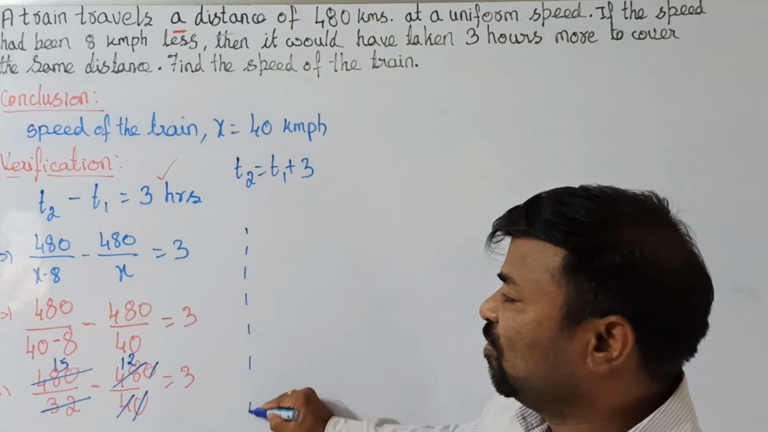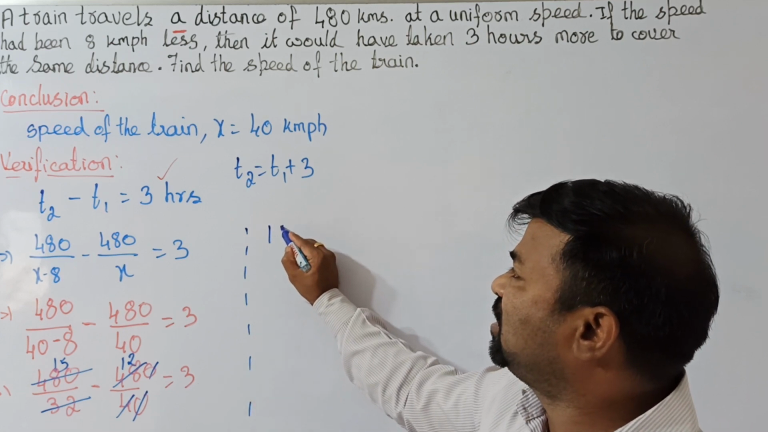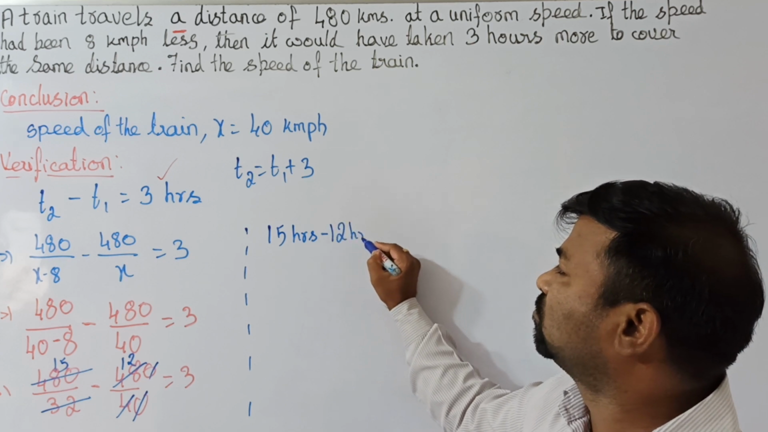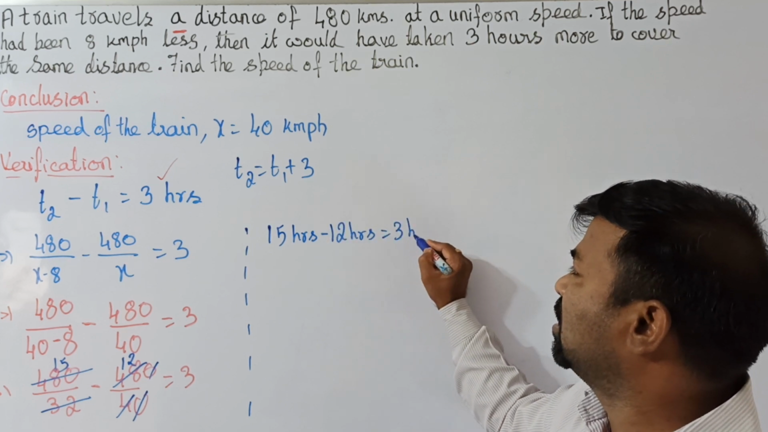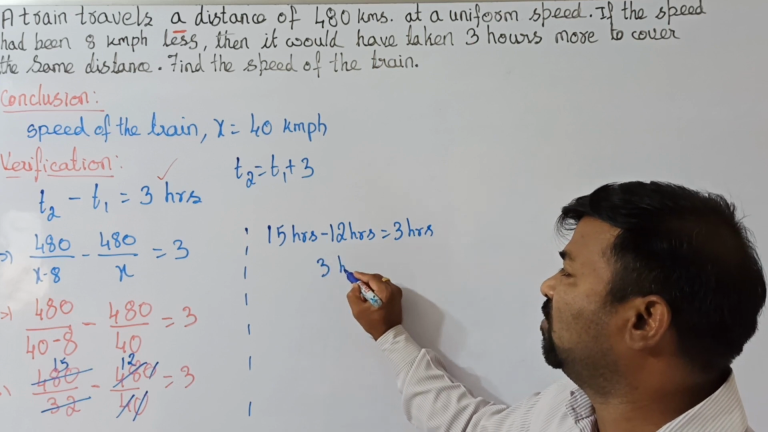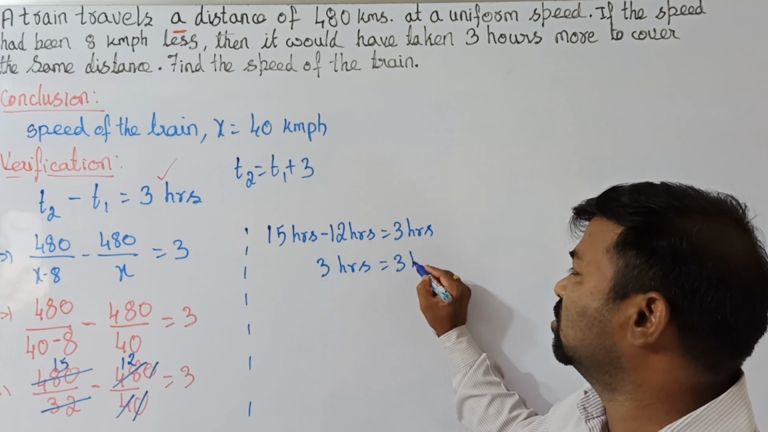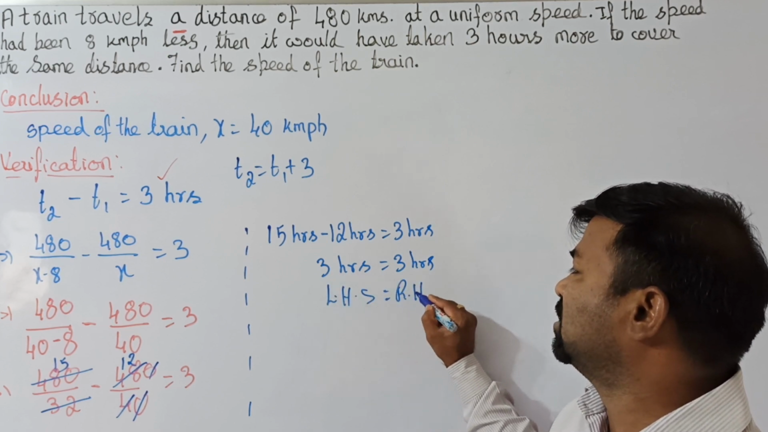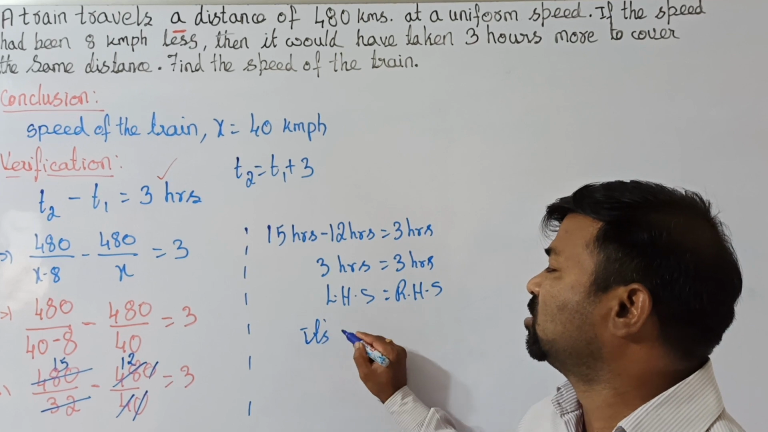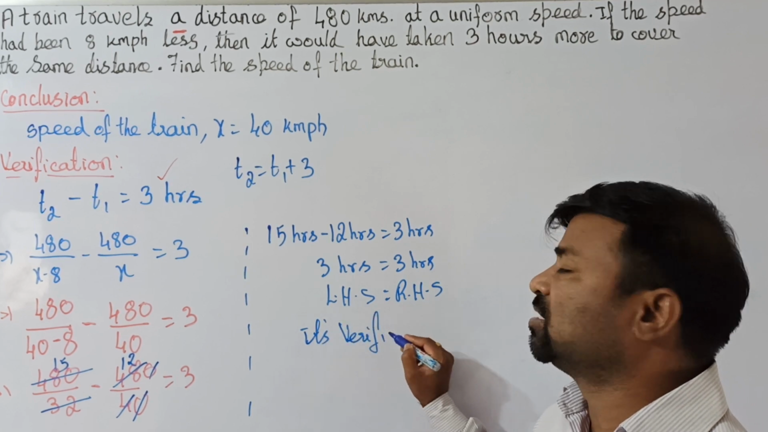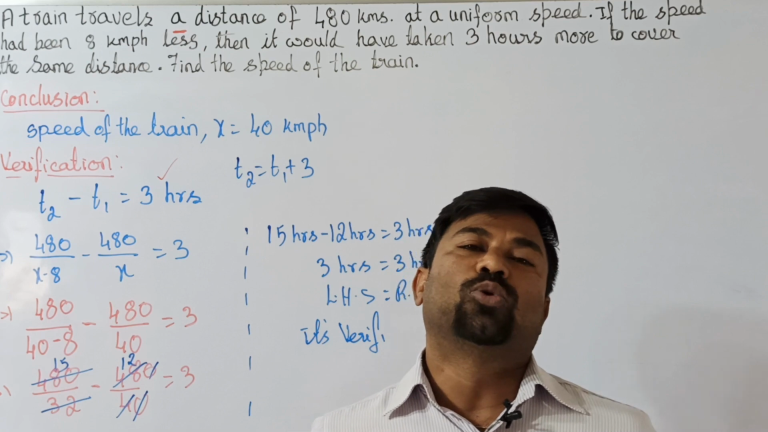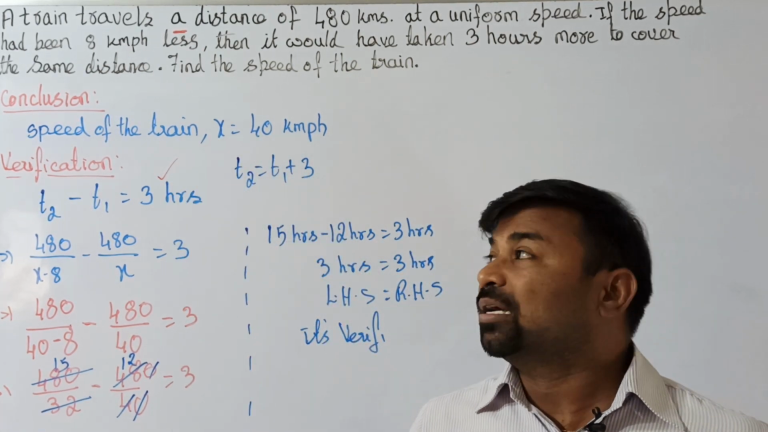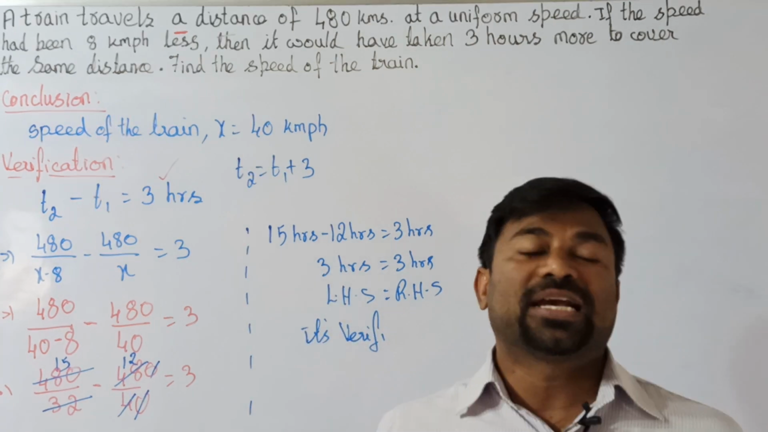So straight away, we know the relation there. 15 hours minus 12 hours, we got it as 3. Is it correct? Yes, 3 hours equals 3 hours. So LHS equals RHS. We can say it's verified. Until and unless we verify that, we can't justify our conclusion. So our conclusion is clear: the speed of the train is x kilometers per hour.